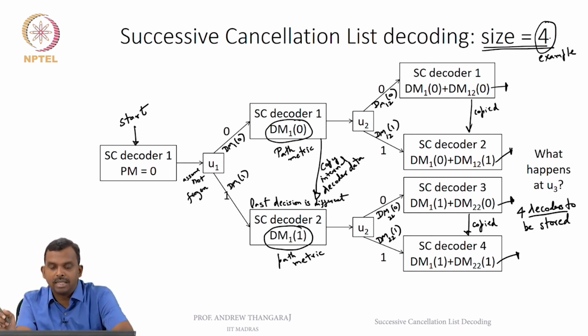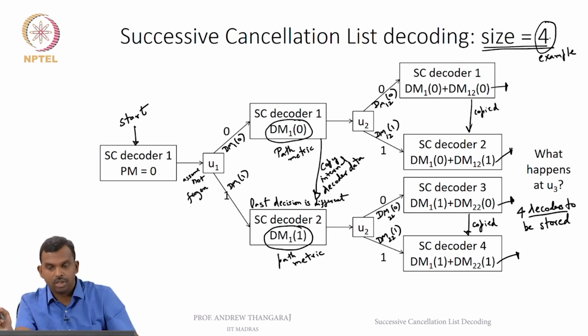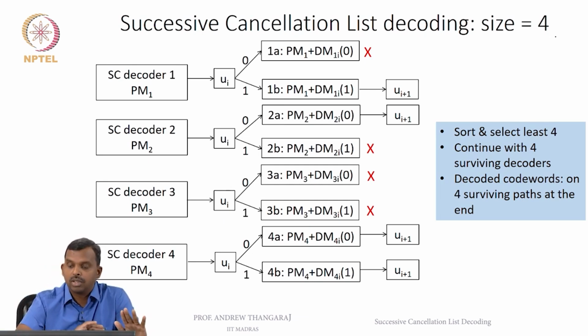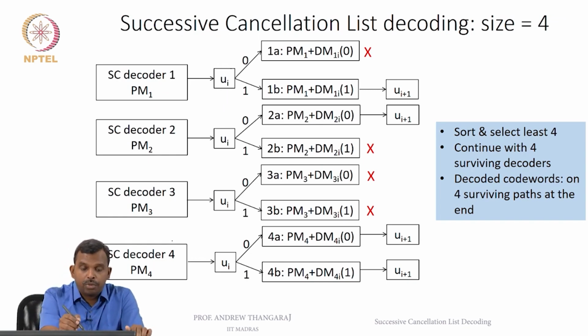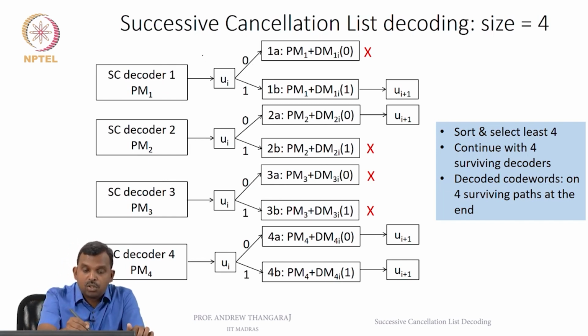I am going to show that in the next slide, but hopefully this is clear, so you get a feel for how it happens. I am not showing the internals of each of these decoders. They proceed in the same way, only when they make decisions they have this kind of divergence. So this is what happens in a size equals 4 decoder in general. This is a more general picture at a particular node ui. So you have 4 decoders coming in. Before the decision on ui, you have 4 decoders and 4 path metrics, PM1, PM2, PM3, PM4. Then you come into ui and you make a decision. It could be 0 or 1. Once again, I am assuming not frozen.